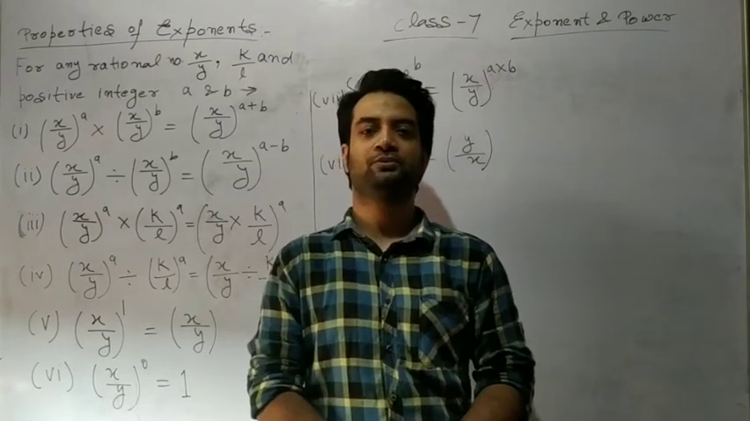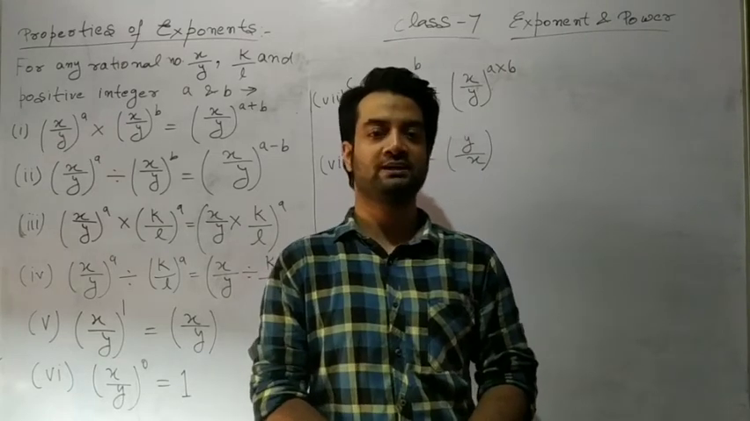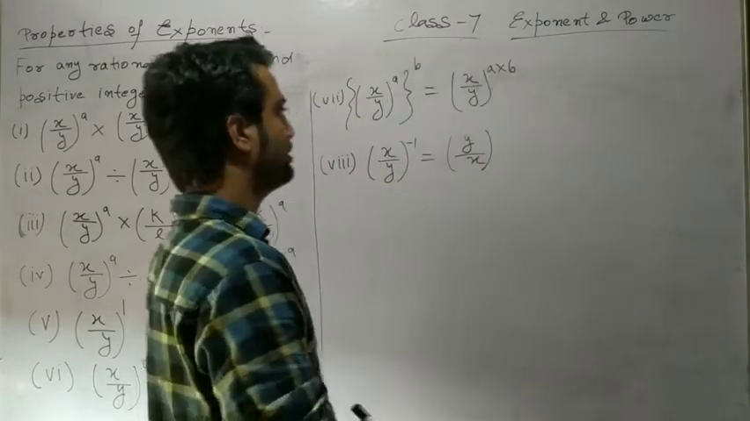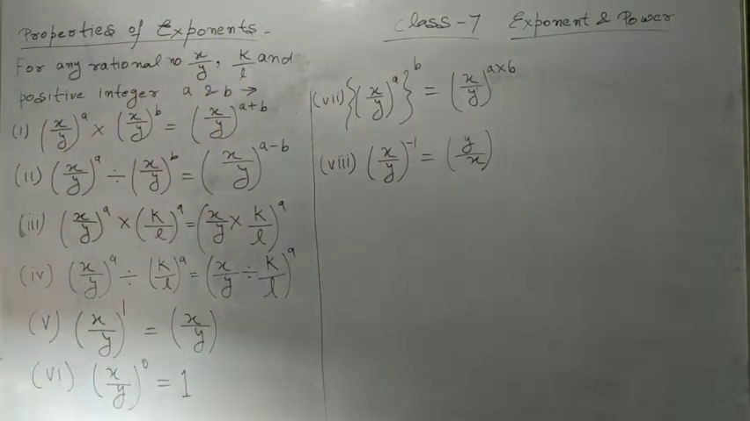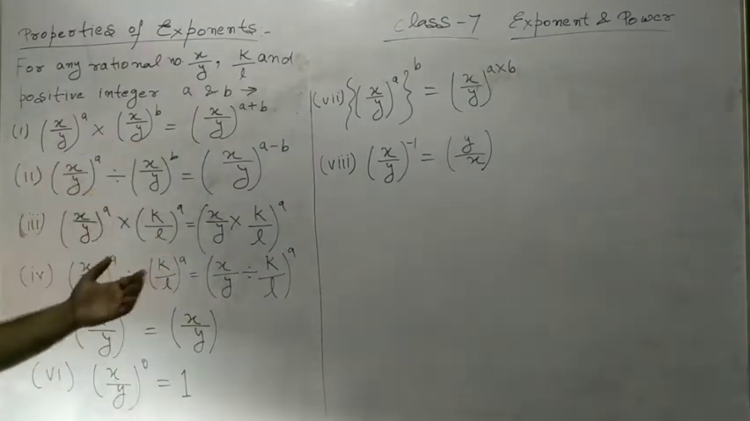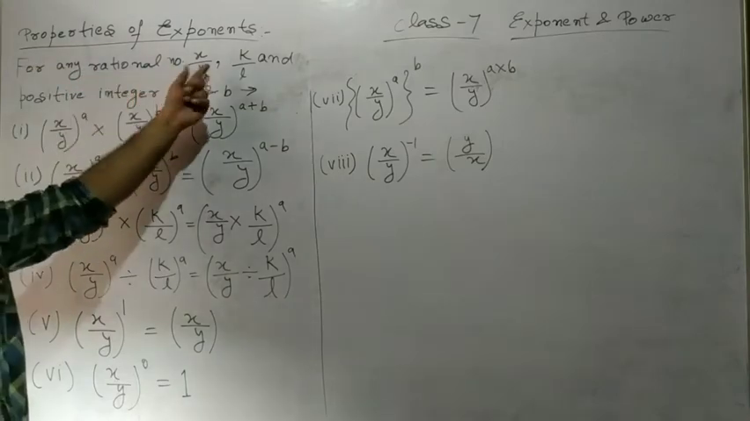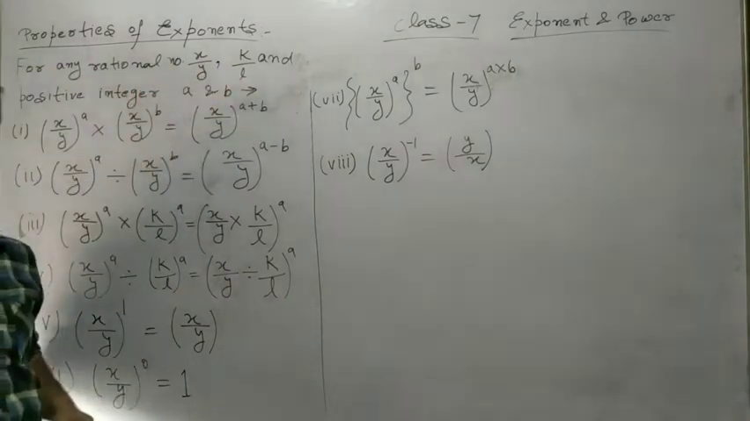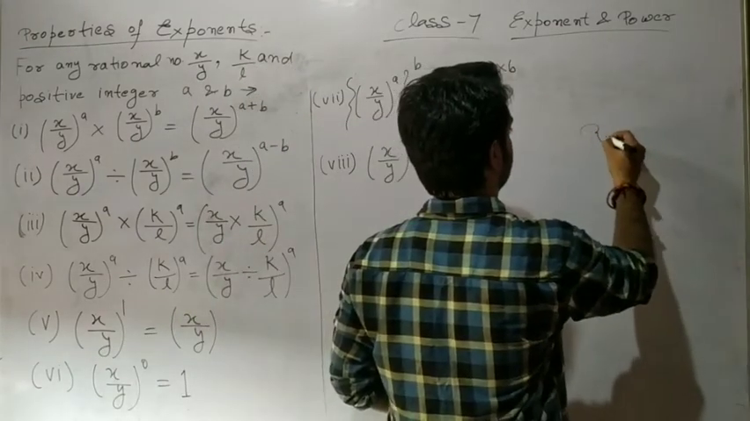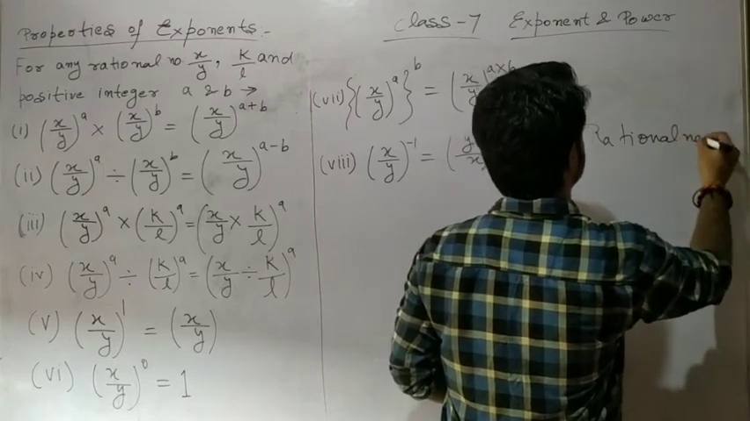In this video, we will discuss the properties or laws of exponents. So let's begin. As you can see, it is already written on the board that there are these 8 properties of exponents for any rational numbers x upon y and k upon l. Okay, so the first term here is rational number. You would be thinking, what are rational numbers actually?